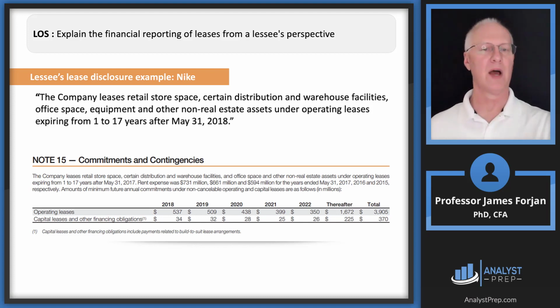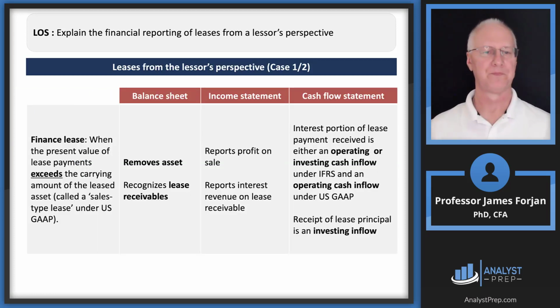And then look up at the top. This will probably give you a sense of what Nike is leasing: retail store space, distribution and warehouse facilities, office space, equipment, and other non-real estate assets. There you go. 1 to 17 years. So they go back from 2022 to 2018. So what is that? 5 years, but they have 17 years.